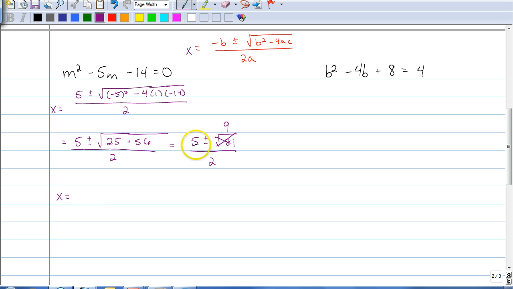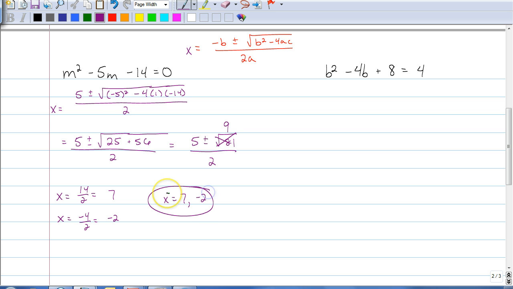Because x could be 5 plus 9, because a plus or minus means that there's going to be two possible answers. 5 plus 9 divided by 2 and 5 minus 9 divided by 2. So 5 plus 9 is 14 divided by 2 gives me 7, so that's one of my answers. The other one is that 5 minus 9 is negative 4 divided by 2 gives me negative 2 as my answer. So I have two answers for x. X could equal 7 or negative 2.